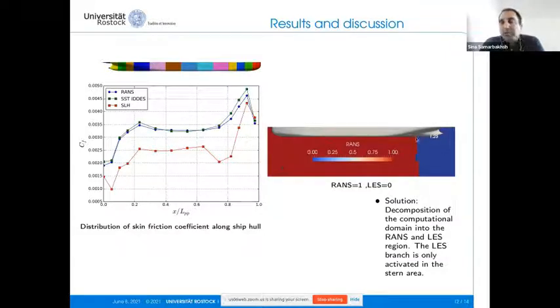In this way, we also need the inflow generator at the interface between RANS and LES. Actually, we're working now on this idea. The result is not ready. I just want to say how we want to improve the force prediction also.